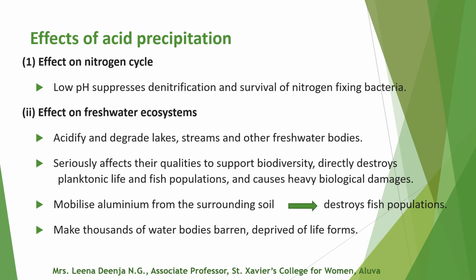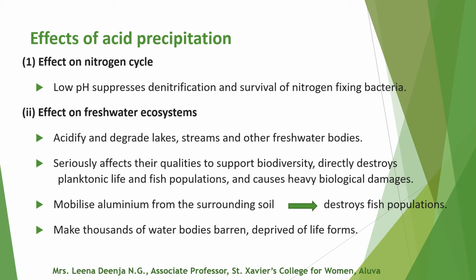Let us discuss the major effects of acid precipitation. First one, effect on the nitrogen cycle. Acid precipitation adversely affects the nitrogen cycle. Low pH suppresses denitrification and the survival of nitrogen fixing bacteria.